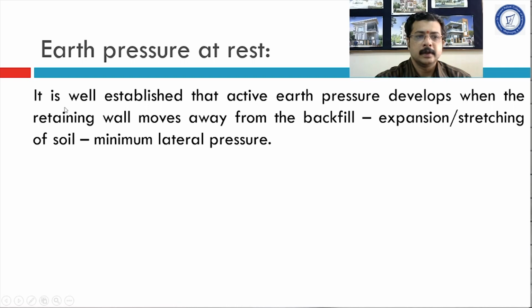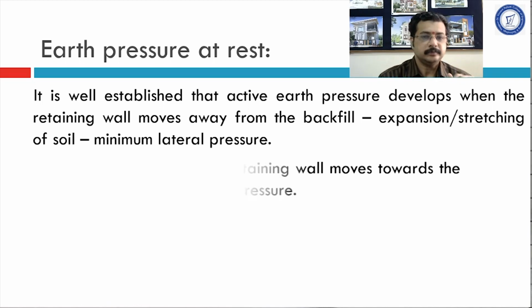Here we will see, it is well established that active earth pressure develops when the retaining wall moves away from the backfill. That is, this is the result of the stretching or expansion of the soil which is stored against the retaining structure. So this stretching would exert some pressure on the wall and the wall will start moving away from the backfill. Once the wall starts moving away, there would be release of the pressure. Hence, this pressure is going to be the minimum lateral pressure that will be acting on the retaining wall.